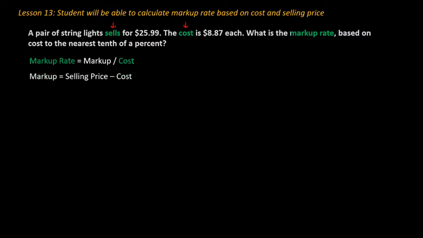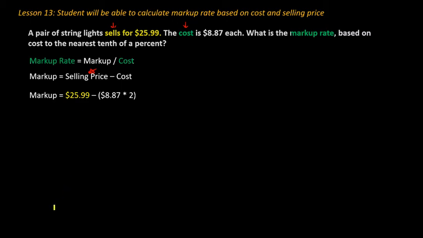And it turns out we need a second equation. Again, the selling price is $25.99, so we'll be able to use this equation because it involves, once again, all of our relevant variables. So, plugging in what we know. Markup equals selling price minus cost. So let's take a look at that. Markup equals selling price minus cost. So if the string lights sell for $25.99, then that's their selling price.